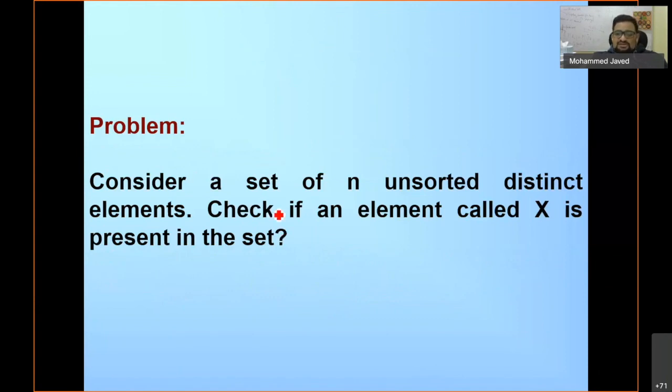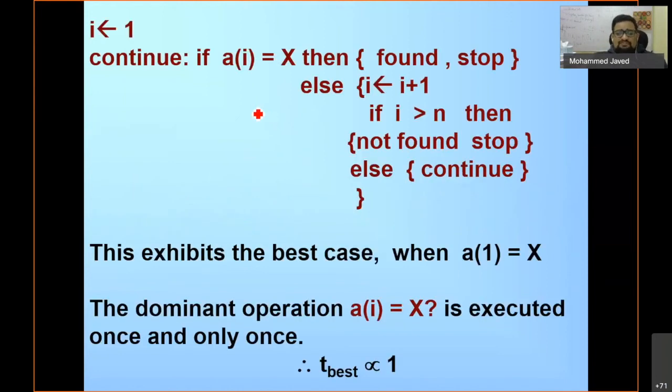Another interesting problem: consider a set of n unsorted distinct elements. Check if an element called X is present in the set or not. This is an example of searching for an element in an unsorted array. So let us design a very basic algorithm. Let us assume I is equal to 1, and continue. If A of I is equal to X, then it is found, stop. Else I equals I plus 1; if I is greater than n, then the element is not found, stop, else continue, right?